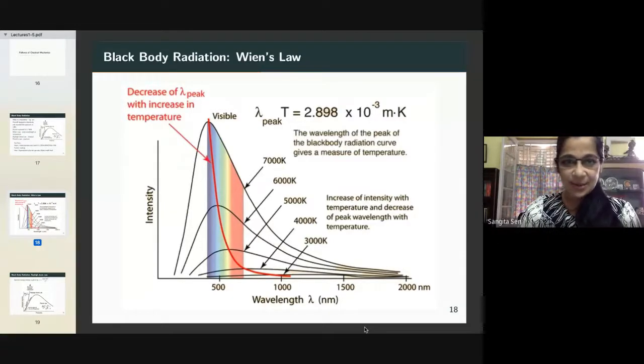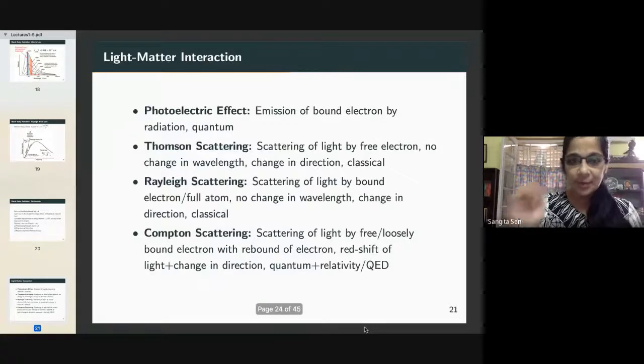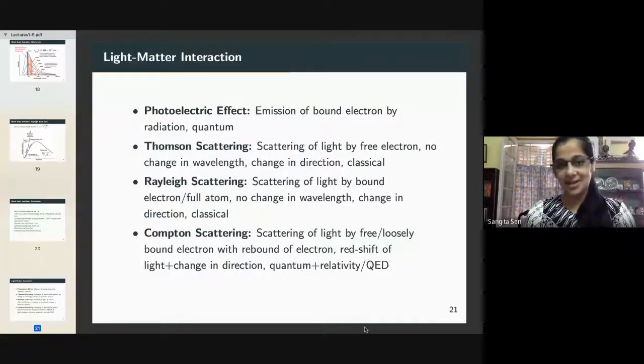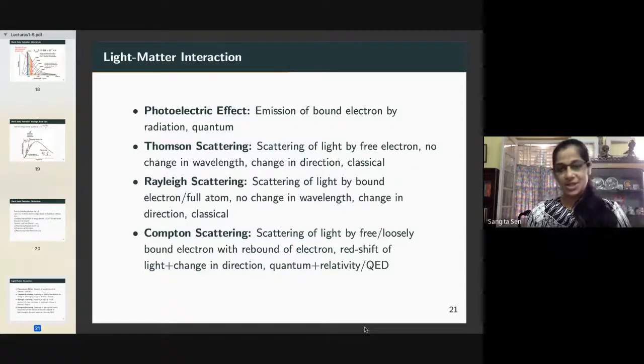Fine. Okay. So then the black body radiation, we did the derivations. Now we will come to some other failures of classical mechanics. These involve the interaction of light with matter. The first effect was the photoelectric effect, which all of you have heard of. This was the emission of bound electrons by shining radiation on it, and this could not be explained without quantization. But there are other phenomena that are happening.